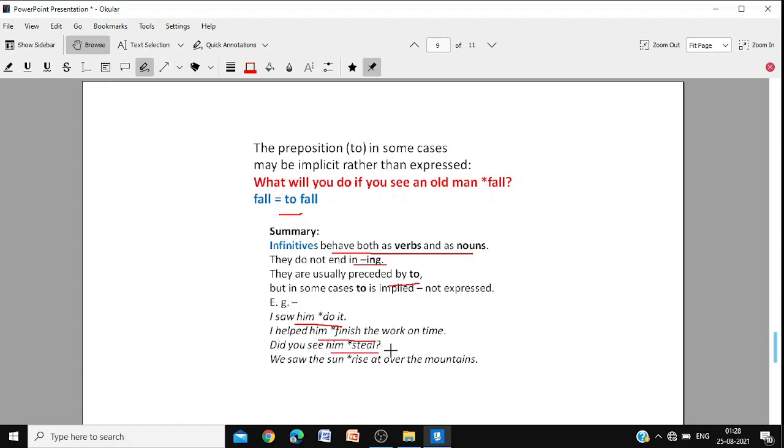You can also use the gerund form. Did you see him stealing? We saw the sunrise. You can also say we saw the sun rising. That is, we saw the sun to rise. That will not be there. We saw the sun to rise over the mountains, that will not be there.